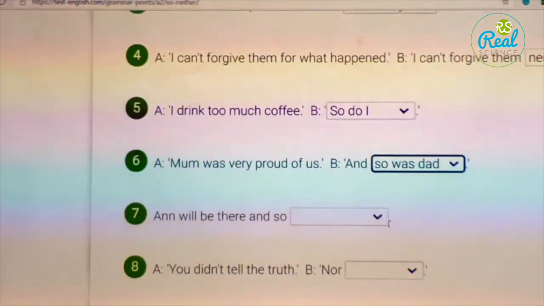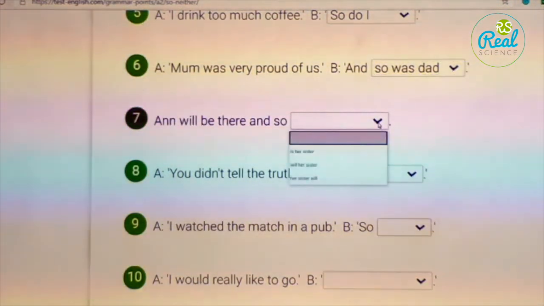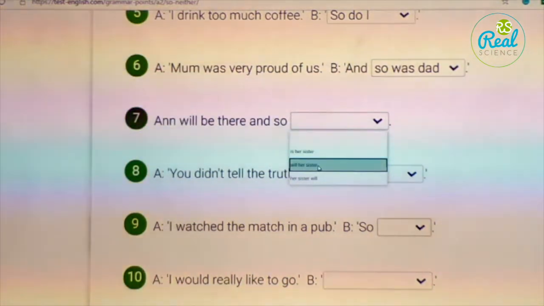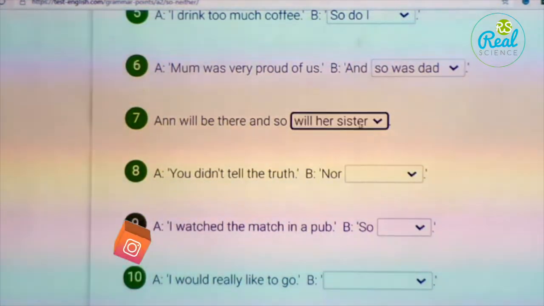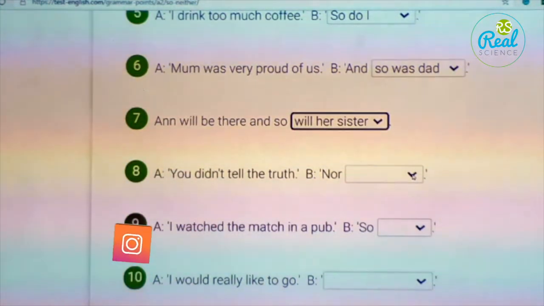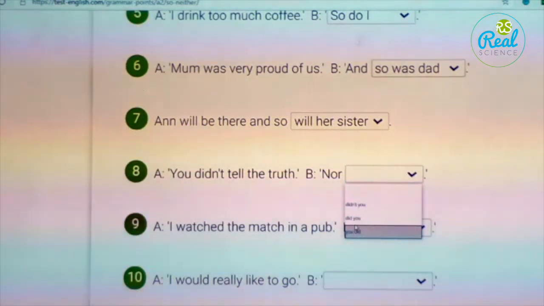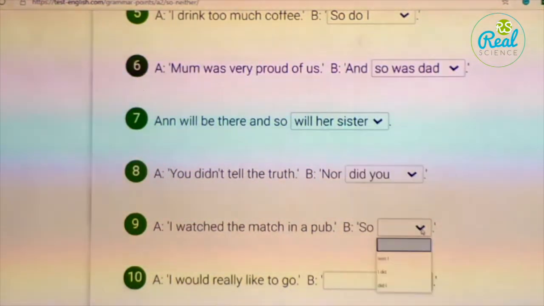Nice. Okay, number 7. So will she? So will I? Okay, so will. Here we don't have "I", here we have a sister actually. So will her sister. Number 8. Who wants to read? You didn't tell the truth, nor did I. Here we have nor did you. Okay, next one.